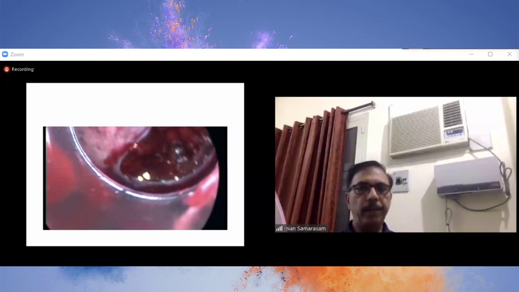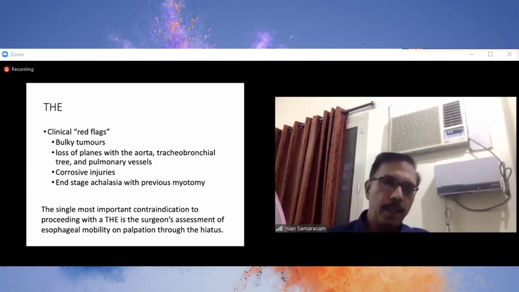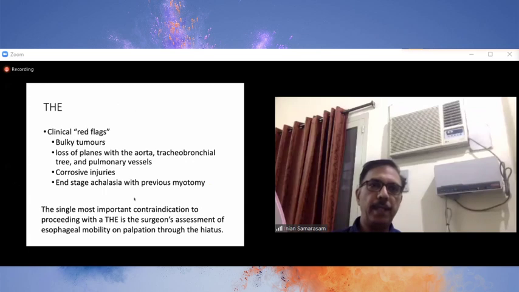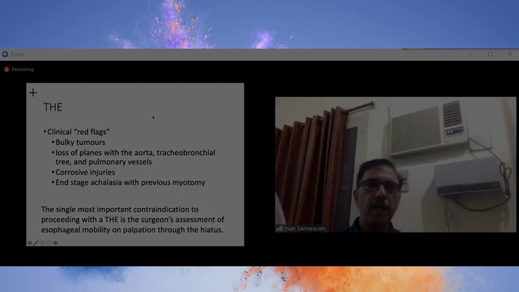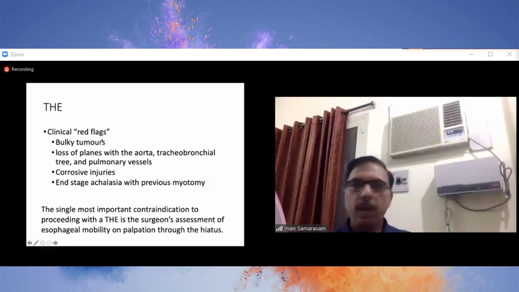But these are things that can happen in laparoscopic surgery. If you look at open surgery, particularly transhiatal esophagectomies, you need to look for certain red flags. Basically, bulky tumors.